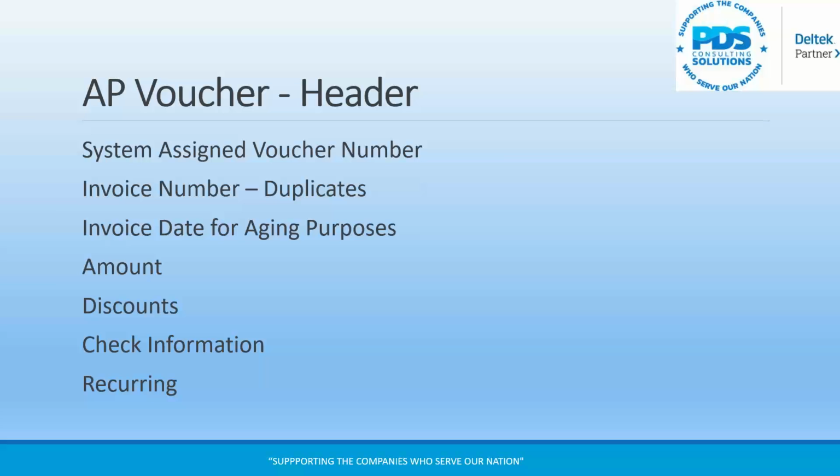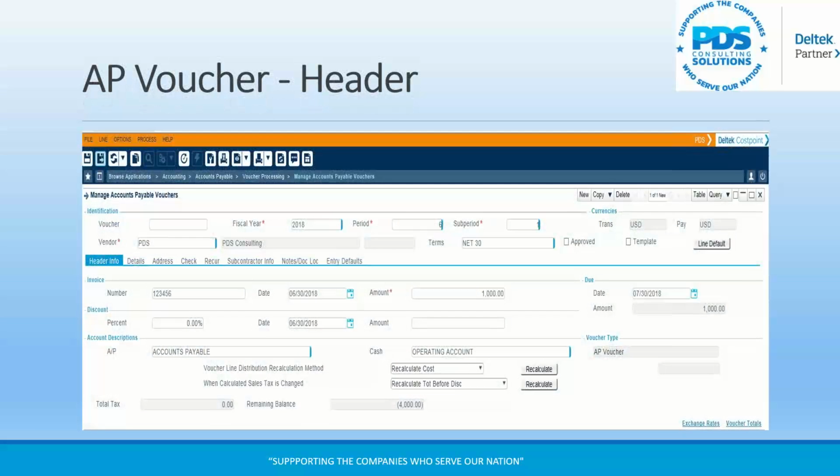So we're going to take a look now at an accounts payable voucher. And we'll be looking at certain things like the voucher number, the invoice number, how the system ages our invoice for payment, amounts, discounts, check information, and recurring.